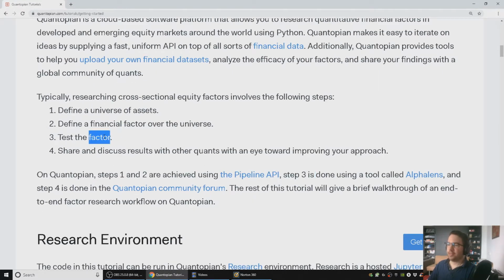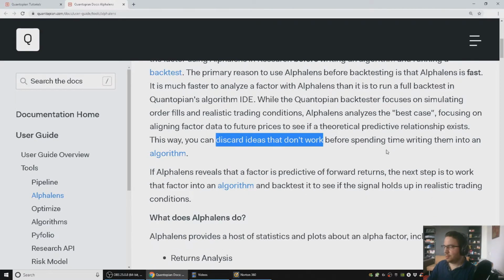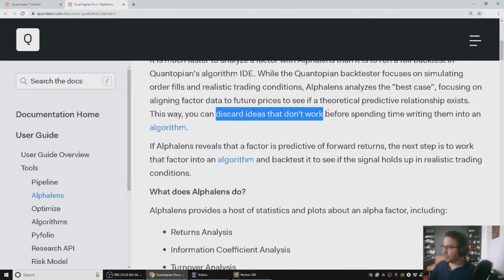Step 3, test the factor. It's done using AlphaLens. This is something I've had a go at in a Coursera course. So AlphaLens seems to be more of an approximation of a full stock market simulation, but it's a good enough approximation to rule out ideas. So it's pre-serious testing. You have this testing, and then you have back testing, which is the full virtual stock market. And then you do a bit of real-world testing before deployment.